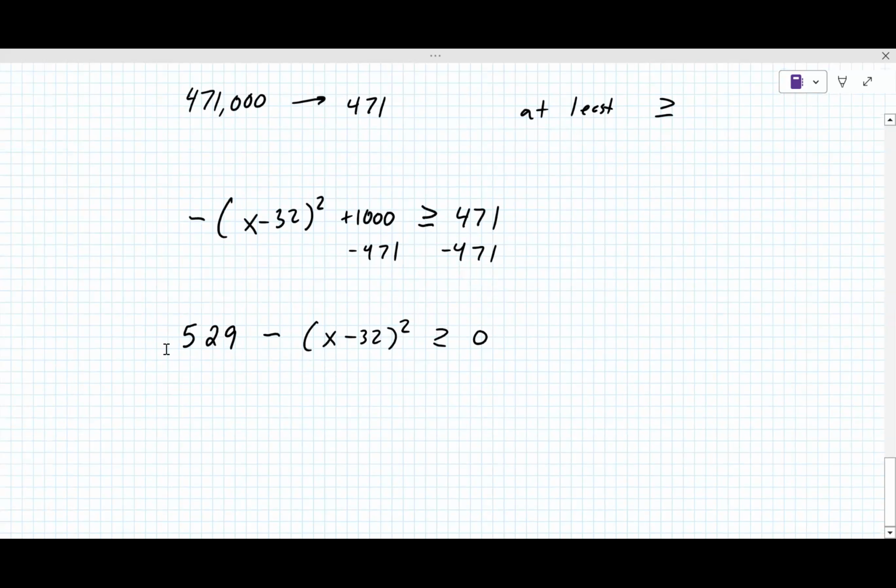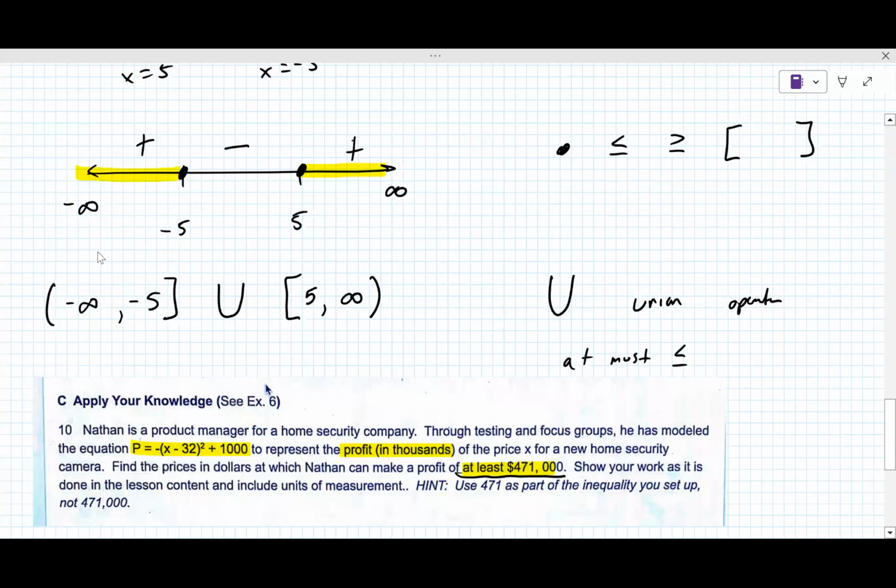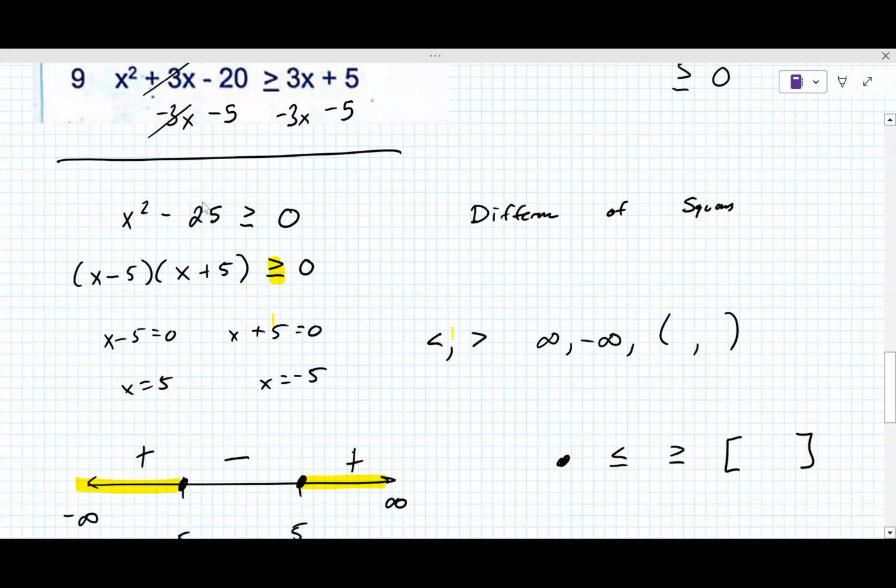Okay, now 529, believe it or not, is 23 squared. The reason that I'm showing you this is because this line is now what's called difference of squares. Just like when you were doing the much easier version up here, where it was X squared minus 25, you take the square root of the first, the square root of the second, and that's what you write here. So it's a little awkward.